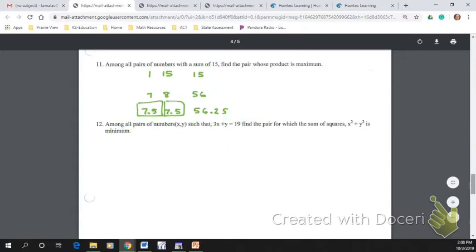Does that make sense? Everybody okay with that? All right, so let's do number 12.